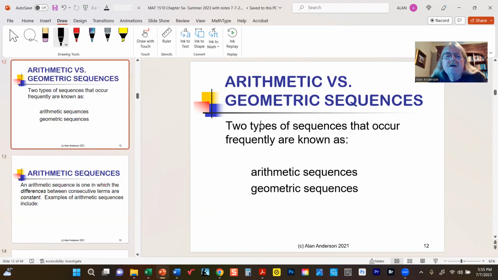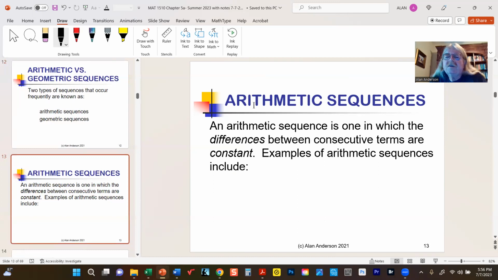All right, now we're going to classify sequences as geometric and arithmetic. Now, obviously, not all sequences are either geometric or arithmetic, but many of them are. And these are among the most important ones that we'll see in applied fields. So we want to know what they are and what their properties are. So we have arithmetic and geometric sequences. And so they're very straightforward concepts. An arithmetic sequence is one in which the differences between the consecutive terms are constant.